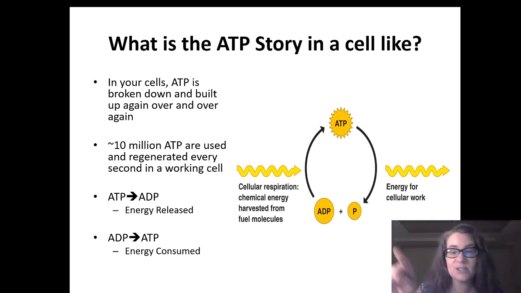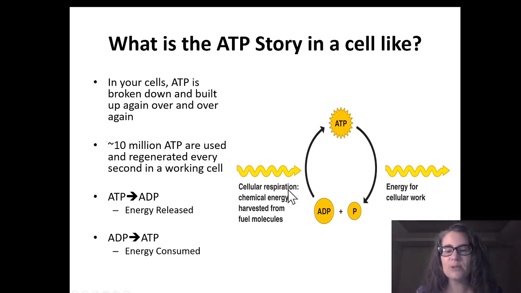So you're doing this story over and over again. When we go from ATP to ADP, we release energy so we can do our energy of motion, transport energy, build things up, break things down. This is your energy of your cellular life work that you do. So when we break down ATP, we release energy for that cellular work.